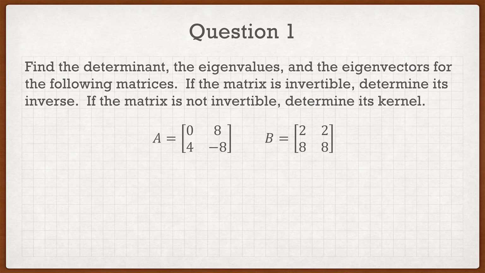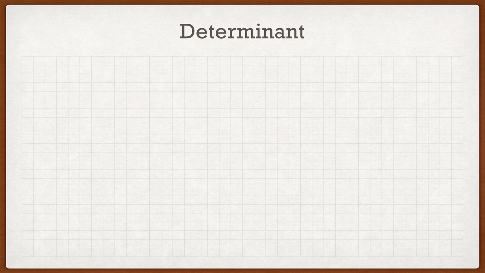The first one is we're going to have to find out if the matrix is invertible. If the matrix is invertible, then we're going to have to find its inverse. And if the matrix is not invertible, we're going to have to determine its kernel. So basically 5 steps for each one of these matrices. So it's going to be quite a beefy question. But again, if you remember Mathematica, it'll be very, very quick. So the first thing that the question wants is the determinant.